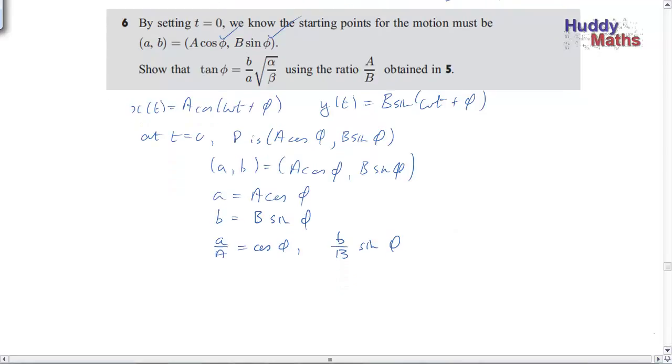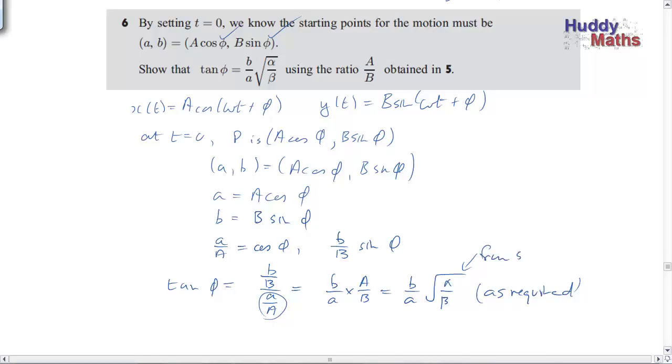So what we can say therefore, the tan of phi is sin over cos, which is b over B over a over A, got to be careful here, which is b over a times A over B, dividing by that fraction you invert and multiply. So this is b over a times the root of alpha over beta as required. So this is from part 5. Okay, so we finally got there. So you've got to be a little bit manipulative here and do the algebra. That's a problem of it, I suppose, for most people.